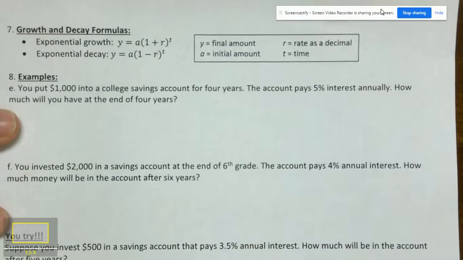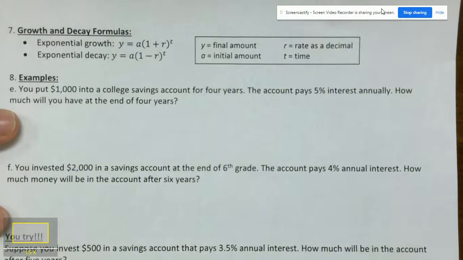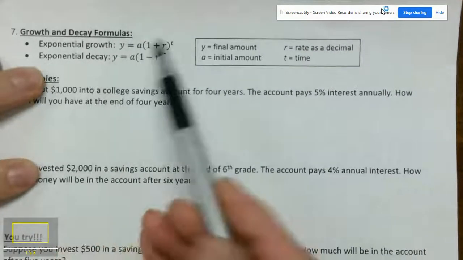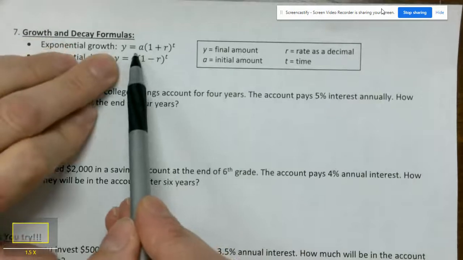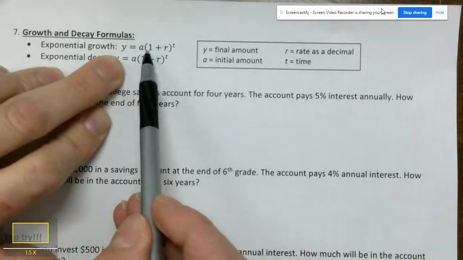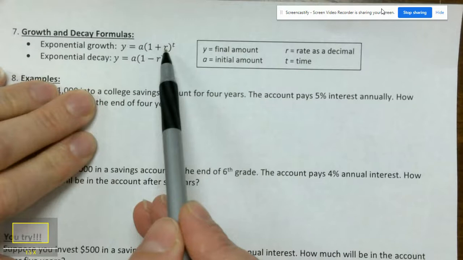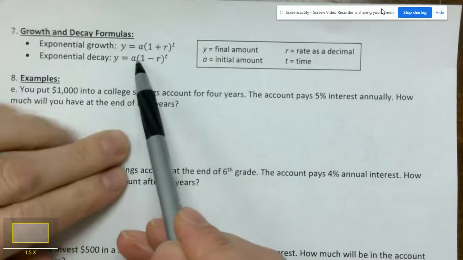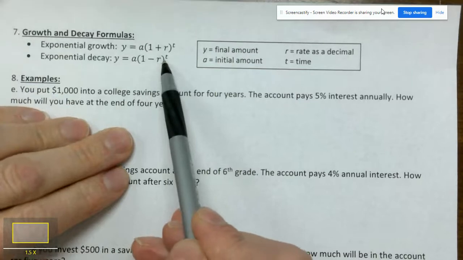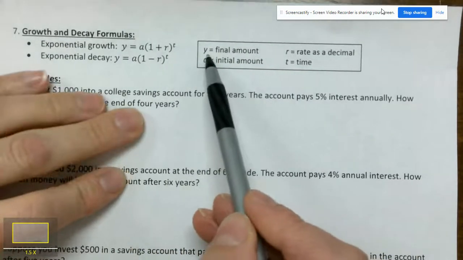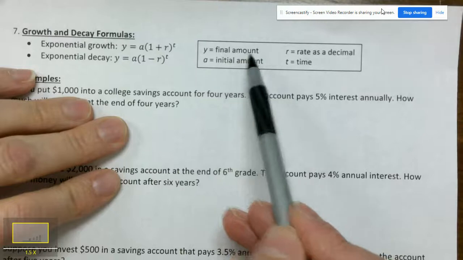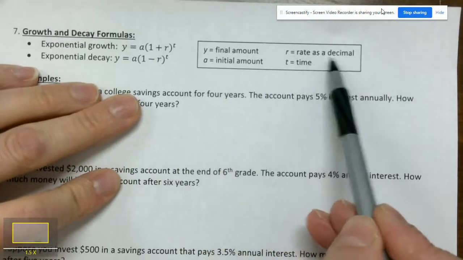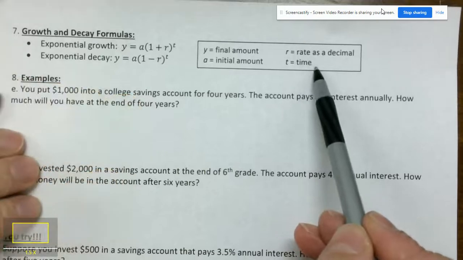We have a couple more things to look at, and that's our growth and decay formulas in this section. So we're going to talk about exponential growth as labeled as this function, y equals a times 1 plus r raised to the t power, and our exponential decay as y equals a times 1 minus r raised to the t power, where each of these are represented like this. Our y is your final amount, the a is your initial amount, the r is your rate as a decimal, and the t is your time.